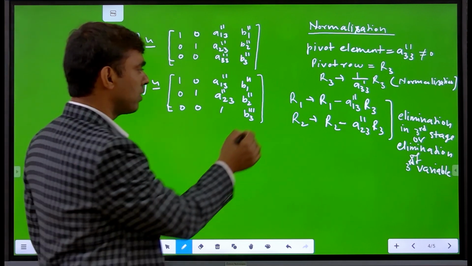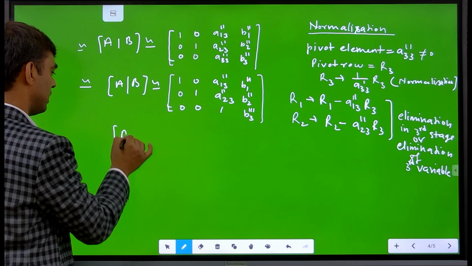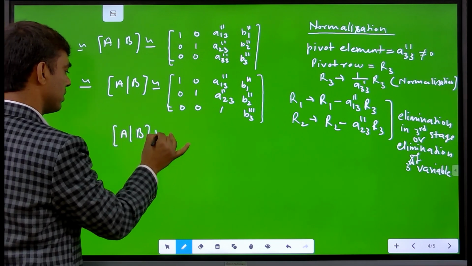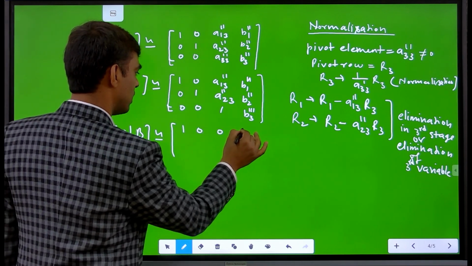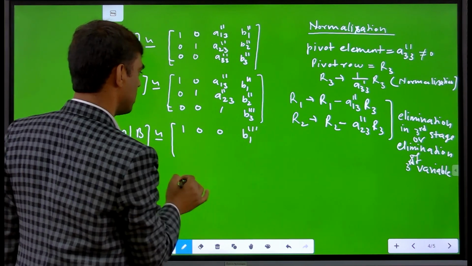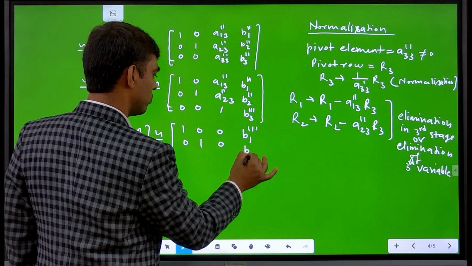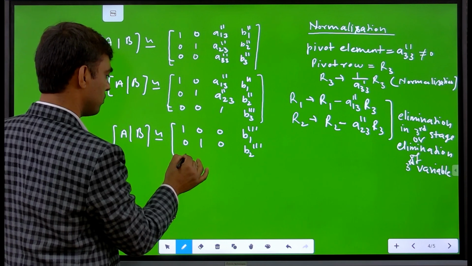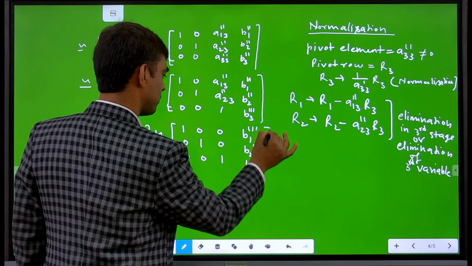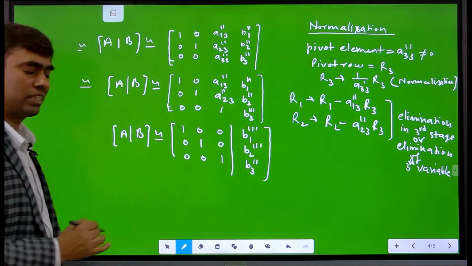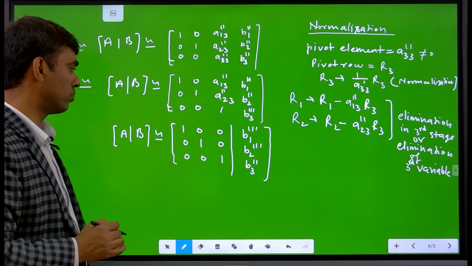Now, after performing these two row operations, the equivalent augmented matrix becomes: 1, 0, 0, B1 triple dash; 0, 1, 0, B2 triple dash; and 0, 0, 1, B3 triple dash. Now we are able to convert the coefficient matrix A into a diagonal matrix.